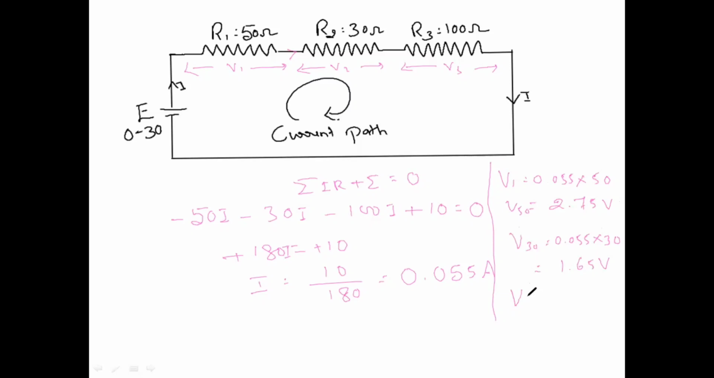Voltage across the 100 ohm resistor is 0.055 into 100, it is 5.5 volts. If you add all the three values, 1, 2 and 3, you should get the actual voltage we are applying. If you add all three, you get 9.9 volts. What we are applying is 10 volts. If you verify this, the voltage drop is 9.9 and both are approximately equal. That is, we can verify the values.